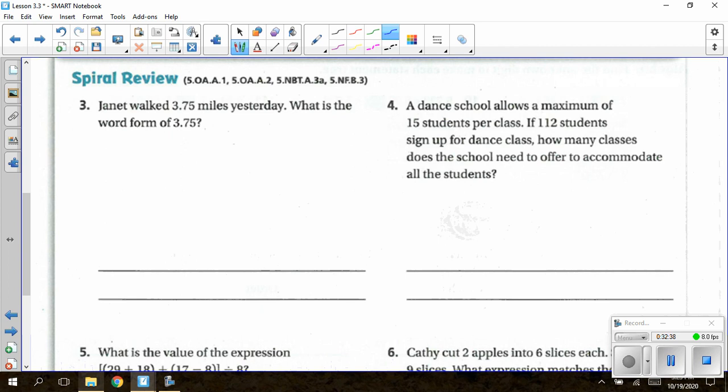Number 4, a dance school allows a maximum of 15 students per class. If 112 students sign up for the dance class, how many classes does the school need to offer to accommodate all students? So I do need to figure out how many classes that they would need by dividing 112, the total number of students, by 15 students per class. So this will give you a remainder. We need to interpret the remainder. So remember, if you do not have enough classes, you will have some kids that are left over, and therefore you will need to make sure you have one extra class from what you get for your quotient. So don't forget to add 1 to my quotient.